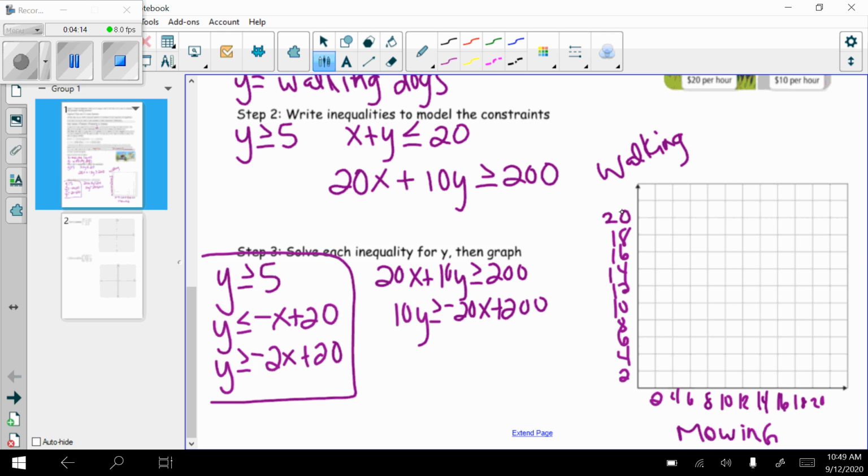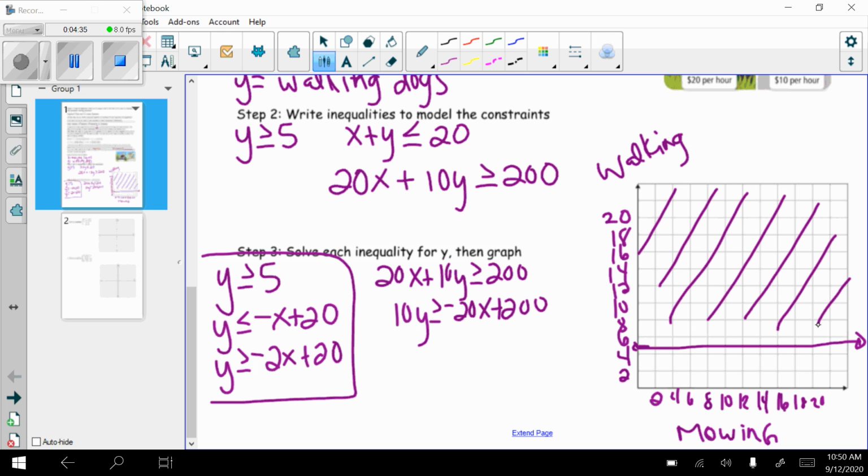All right, the very first one I'm going to graph, Y is greater than or equal to 5. That's just a horizontal line at Y equals 5. So Y equals 5 is going to be between 4 and 6. This is Y is greater than or equal to, so it's a solid line. And then I want to shade Y is greater than, so I shade everything above that line.